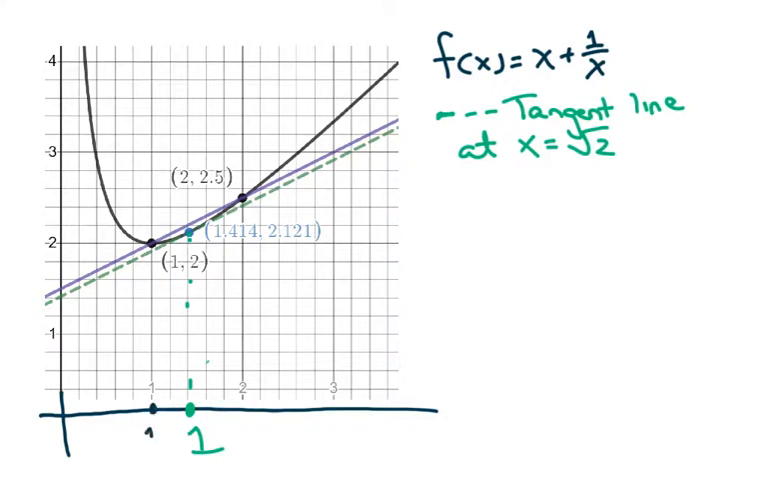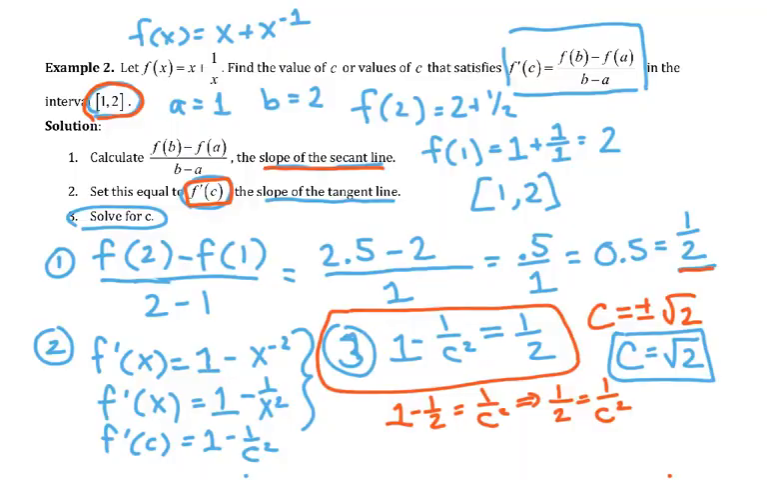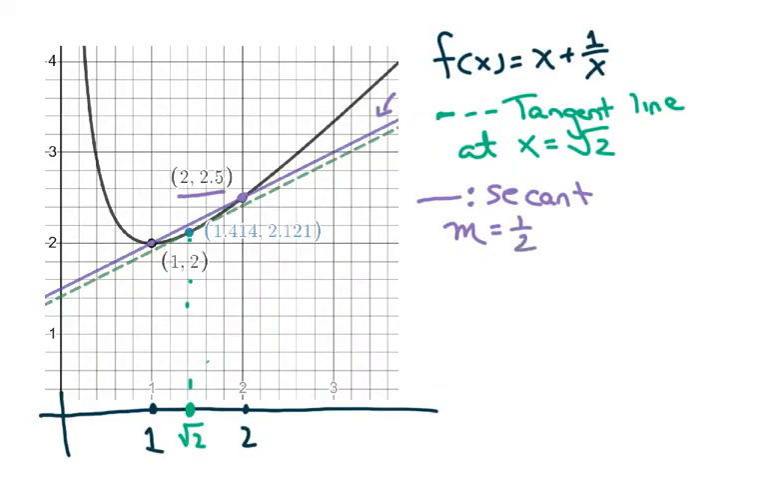Here's 1. Here's 2. Why did I write 1? My bad. Square root of 2. And here's 2. So there's my interval. The purple line is the secant line between the 2 points. Here we have 2, 2.5. There's that point. And here we have 1, 2. The purple line is the secant line. Its slope was equal to 1/2. And the slope of the tangent line there is also 1/2.